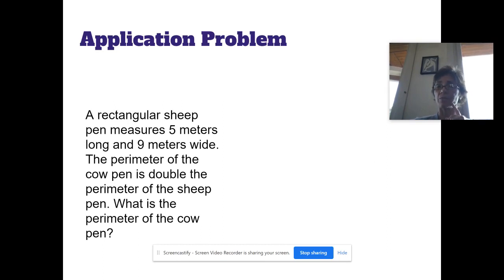So we have a sheep pen that's a rectangular shape. We have the measurements of two sides. Can we find the perimeter? We know that in a rectangle, opposite sides are the same. So if we have two sides, we have the other two as well. We have the short side, the long side, and opposite sides are the same. So can we find the perimeter? We can. Go ahead, pause the video, and then you'll check if you solved it the same way I did.